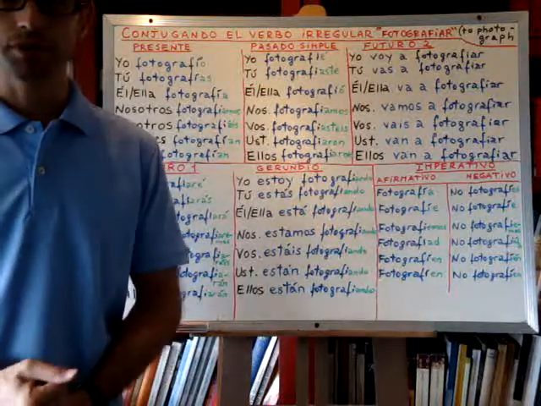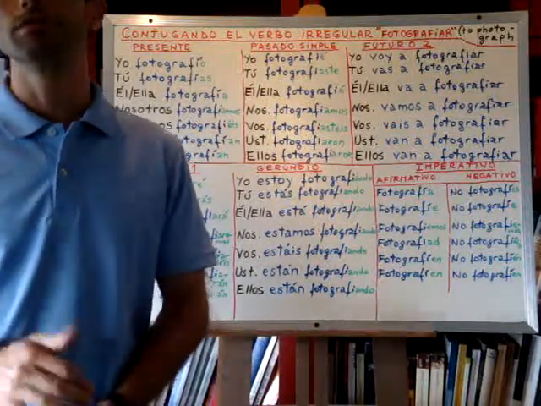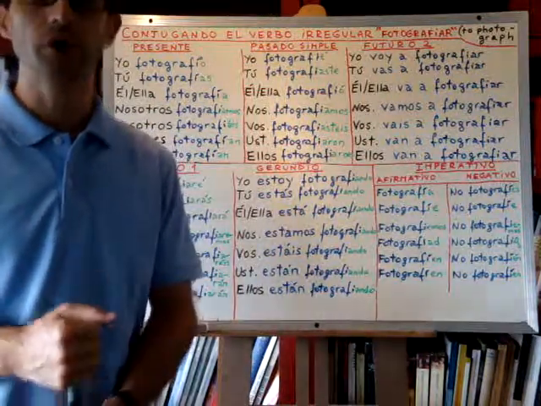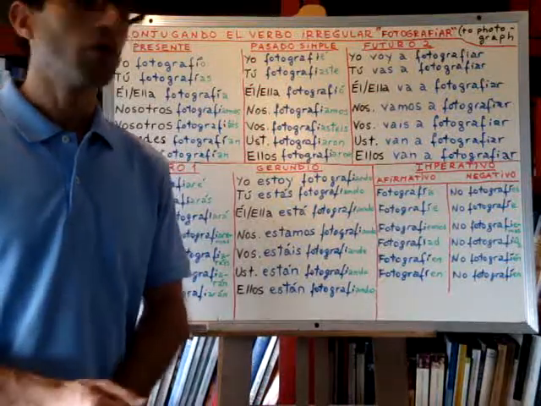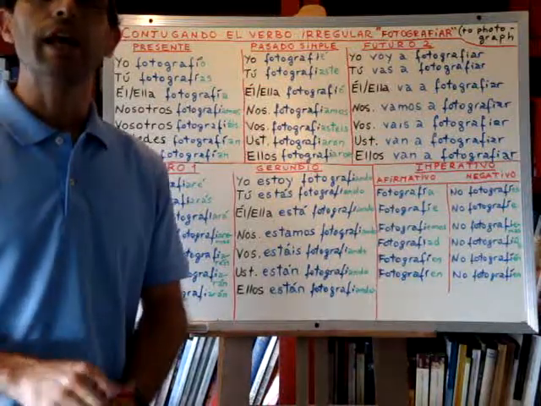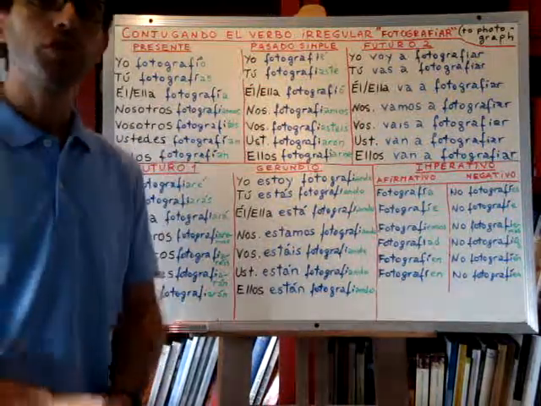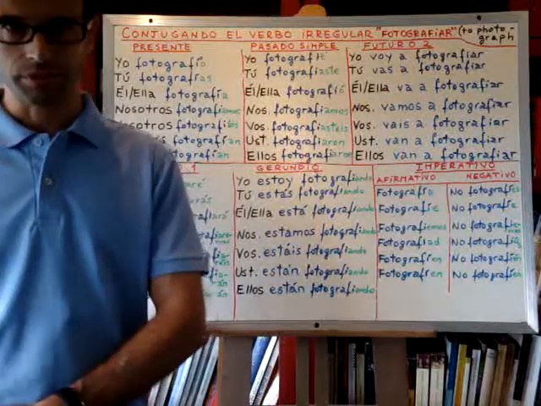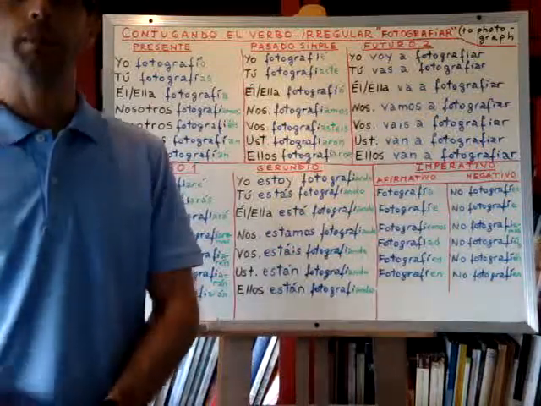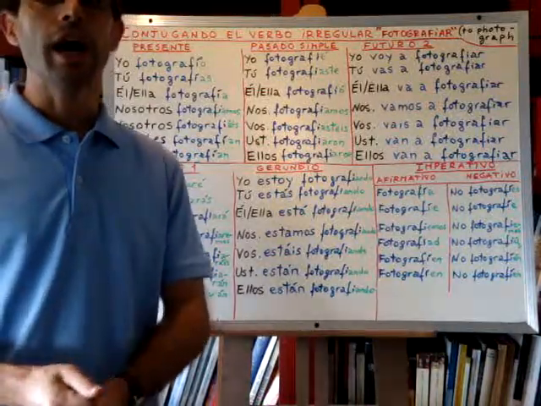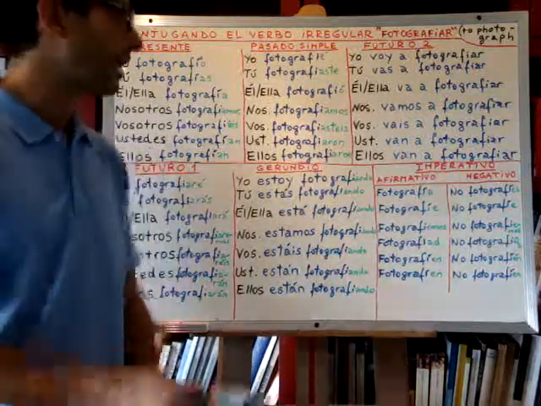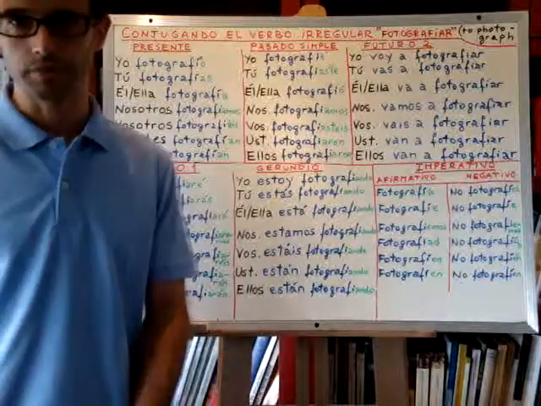Example. I took a picture at the zoo. I took a picture at the zoo would be yo saqué una foto en el zoológico. Okay? There we literally say I took a picture. Yo saqué una foto. But if I want to say I took a picture of the zoo, I will say yo fotografié el zoológico. Okay?